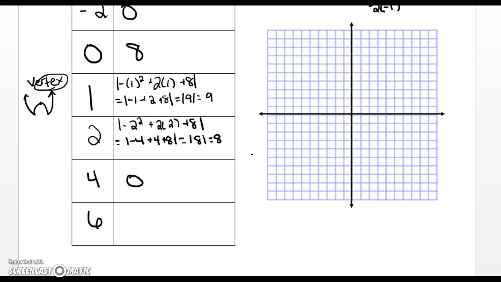And then we can do our last one here, for when x is equal to 6. So here we have the absolute value of -6 squared plus 2 times 6 plus 8. So 6 squared is 36. So you have -36 plus 2 times 6 is 12, and then plus 8. -36 plus 12 would give you -24, plus 8 is -16. And the absolute value of -16 is simply just positive 16.